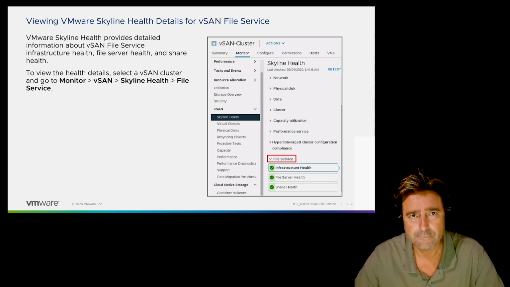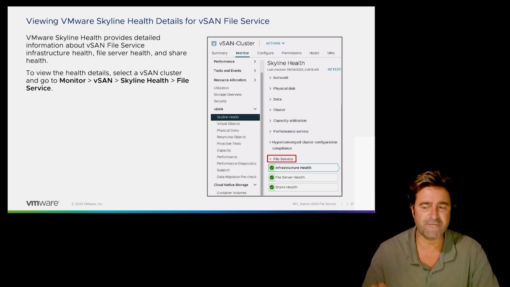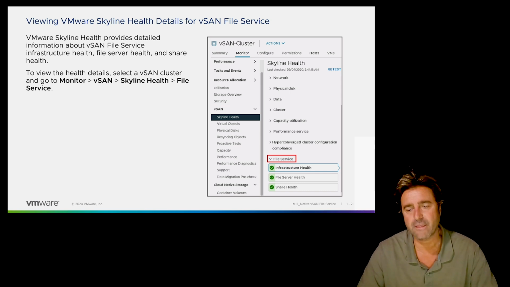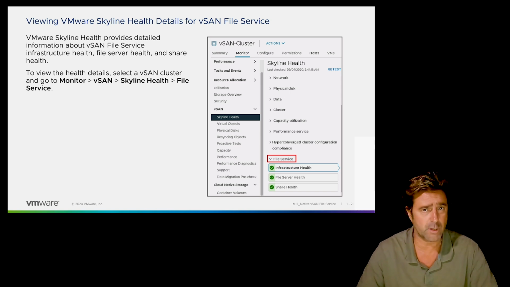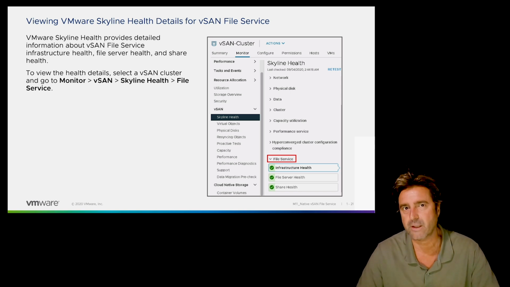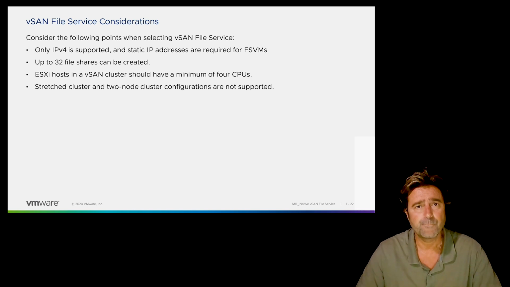And if you take a look, when it comes to Skyline Health, formerly known as the health service, you have a series of new tests related to file service. I'm going to show you all of those 3 choices. You can see they're called infrastructure health, file server health, and share health. So for example, you can see whether or not your share is healthy, whether maybe you have a problem with one of the components, or maybe you have a problem with one of the appliances, and so on. And here you have certain things that you may want to remember.